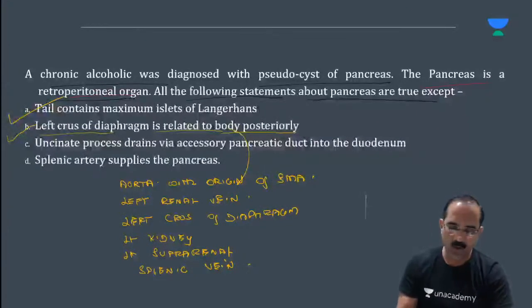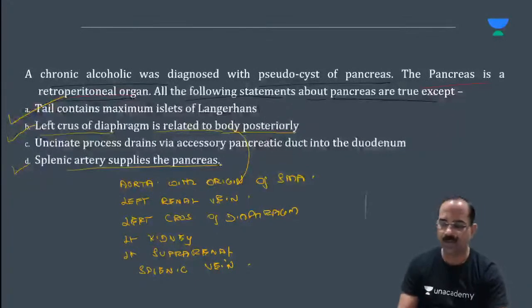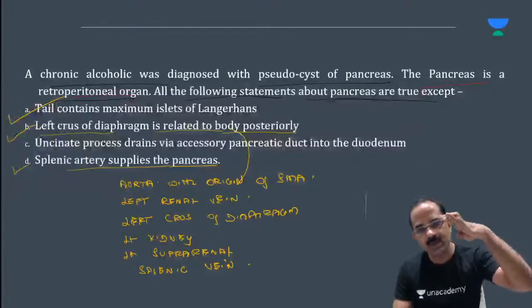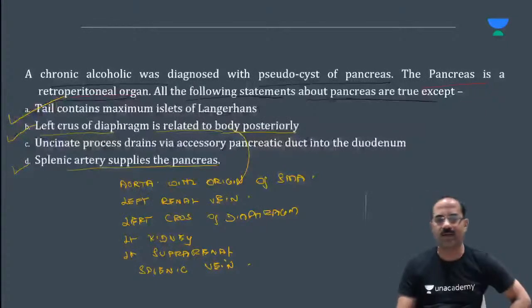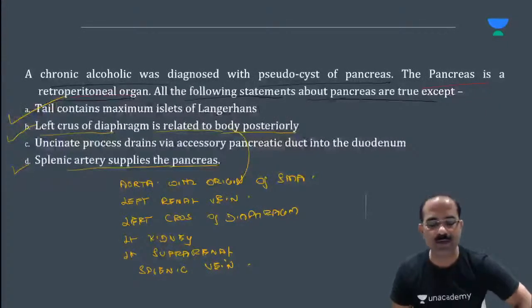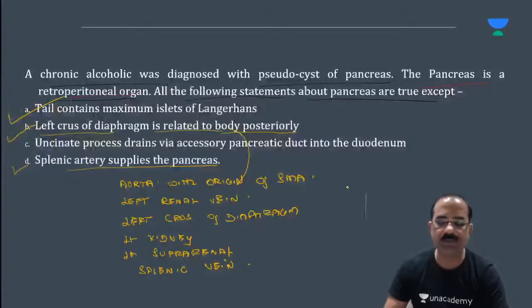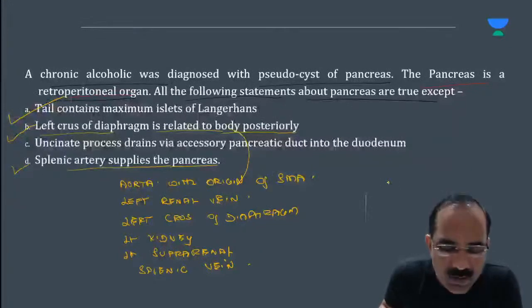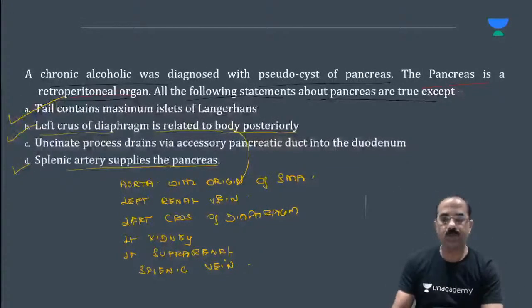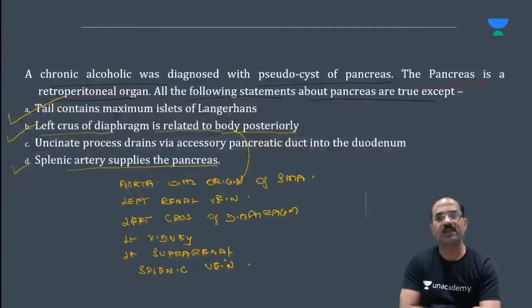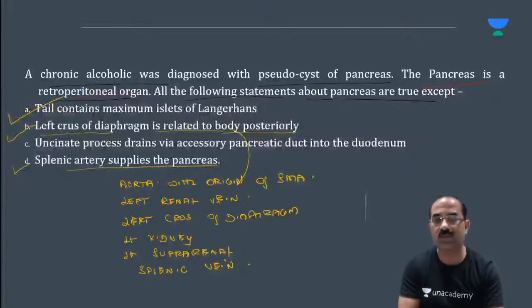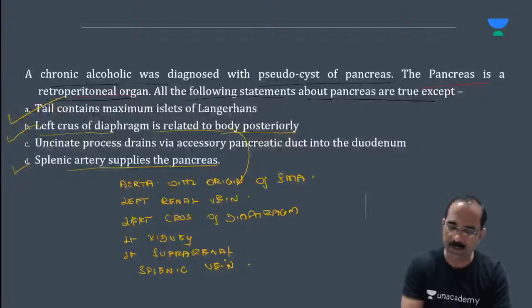Option D: the splenic artery supplies the pancreas. Correct. The splenic artery runs on the superior border of the body of the pancreas, and it gives branches to the pancreas. You can see what I have written. So the splenic artery runs on the body of the pancreas, gives branches to the pancreas, and these are what we call the pancreatic branches.